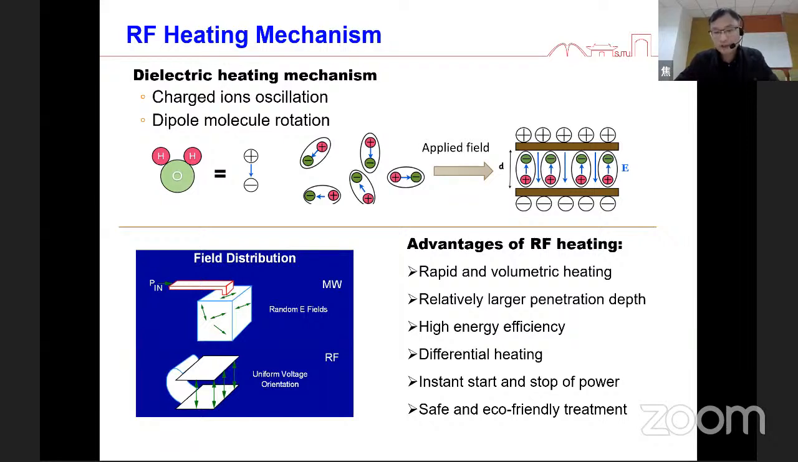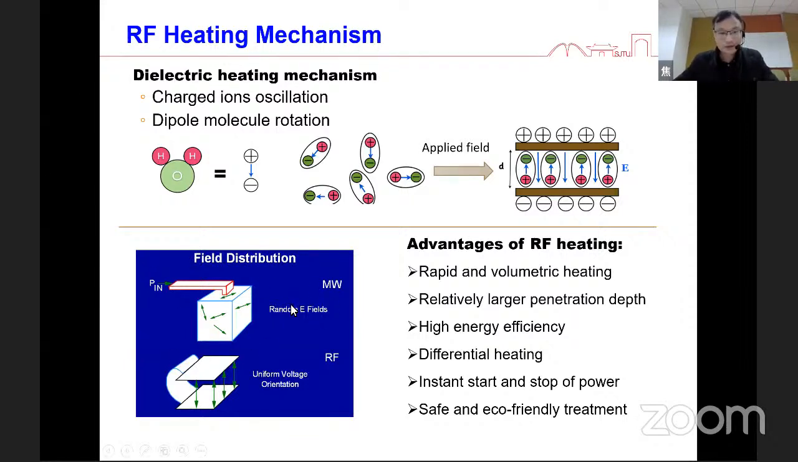Also, RF heating can instantly start and stop the power. And of course, it's a safe and eco-friendly treatment method, so it can be used in food processing.